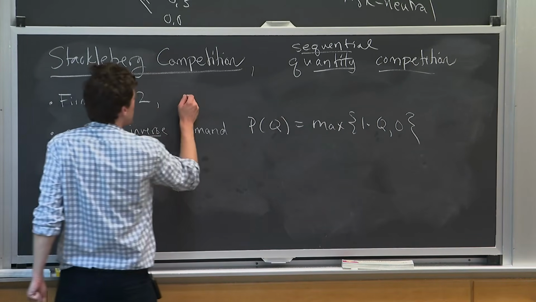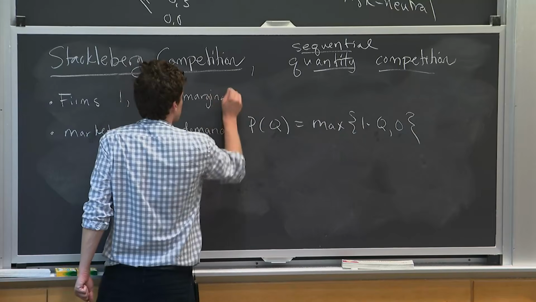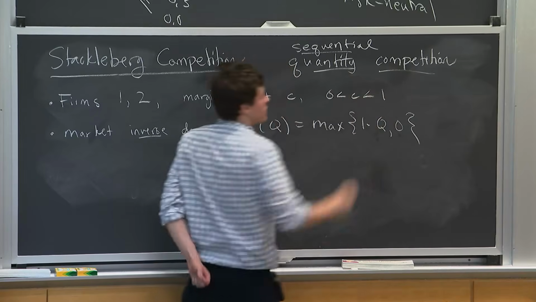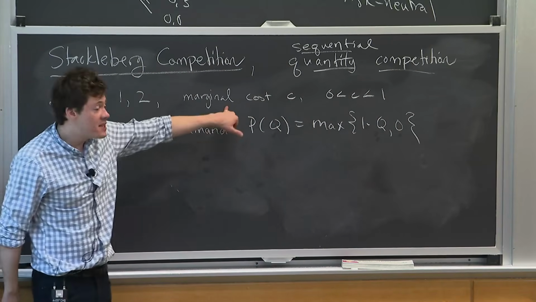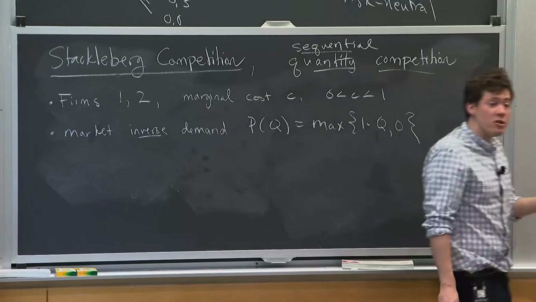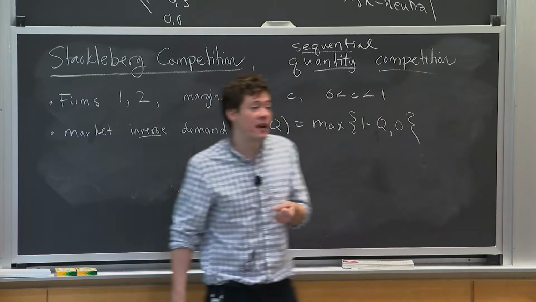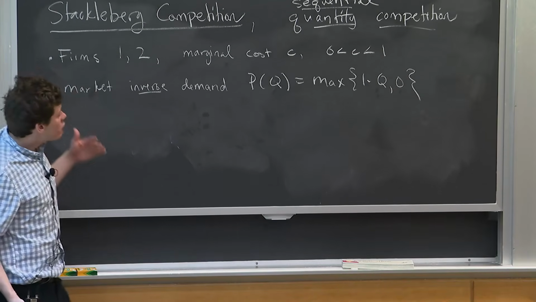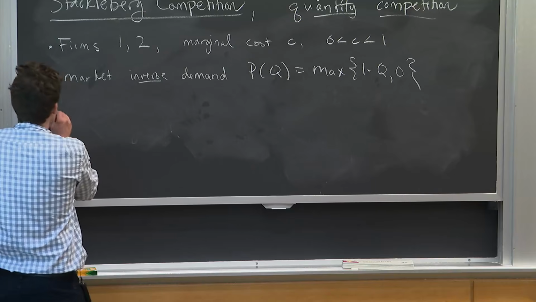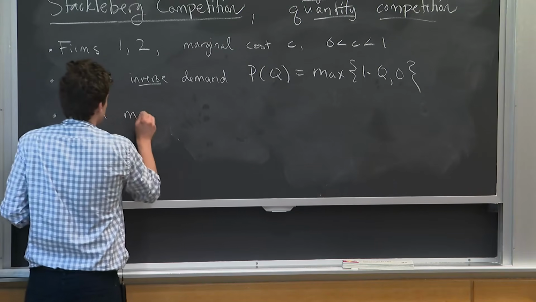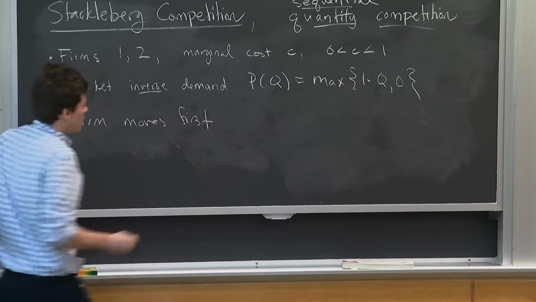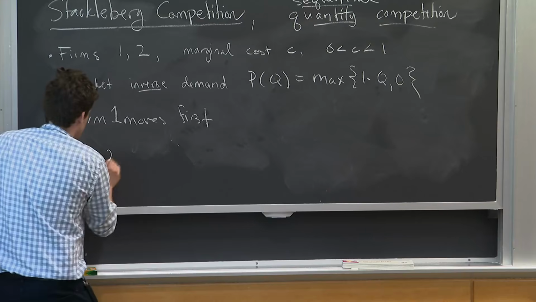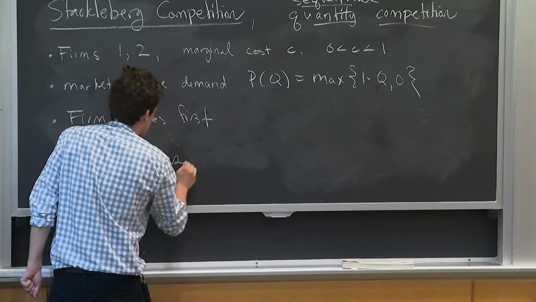And let's also assume marginal cost C. And as usual, we'll assume C is between 0 and 1. So remember, marginal cost C means whatever quantity Q of the good I produce, it costs me C times Q to produce that amount. So it's a linear cost, constant marginal cost. But the key difference relative to Cournot competition is that firm 1 moves first. And then firm 2 observes firm 1's choice.